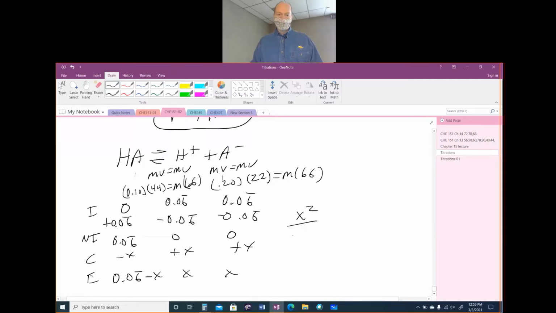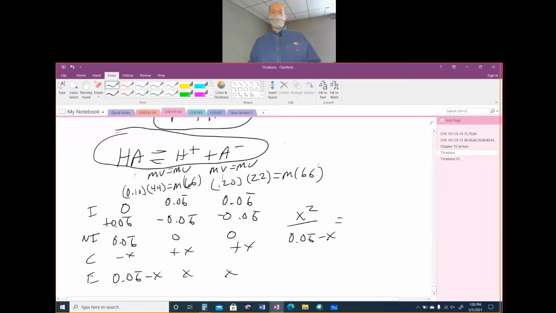So x squared over your 0.06 repeating minus x is equal to, again, you got to look. What reaction are we doing? We are doing the Ka reaction. So you must have the Ka value. We don't have the Ka value. We only have the Kb. That's all right because we know Ka times Kb is Kw. So you simply take your Kw divided by the Kb.